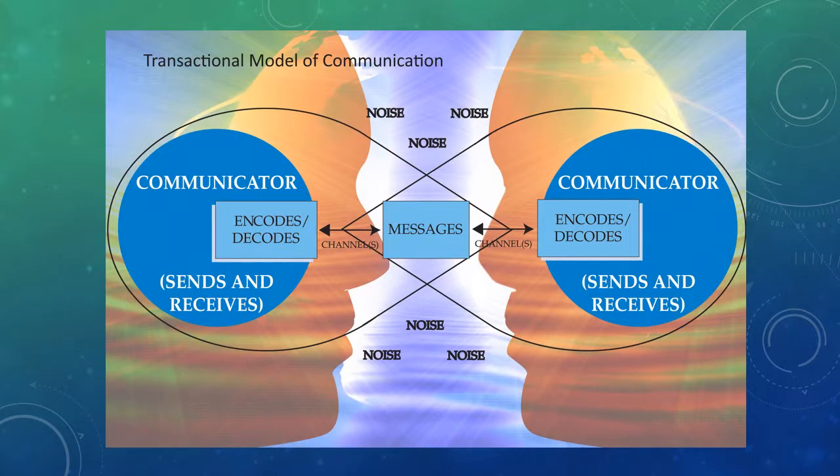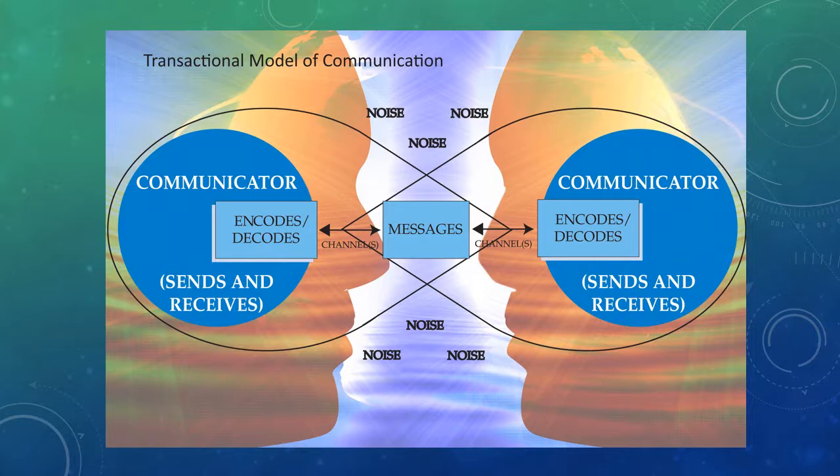So here's a picture called the transactional model of communication. And just to kind of brief you a little bit on these terms, the noise that you see between them is anything that could be interruptions, it could be loud noises coming from another room, it could be loud music, it could be our own thoughts and problems that are consuming us. So a communicator starts off by encoding their message, either how they present it verbally, in writing, text message.